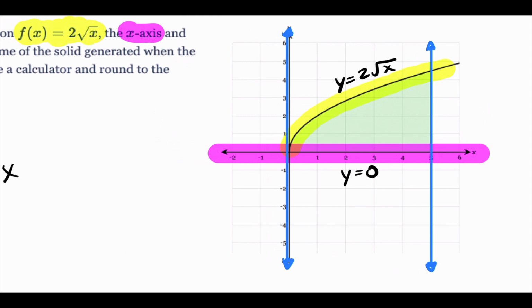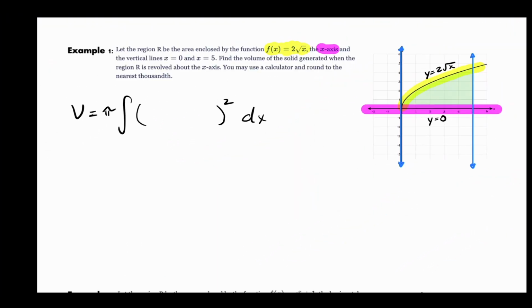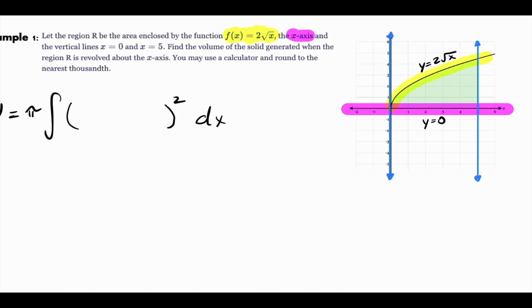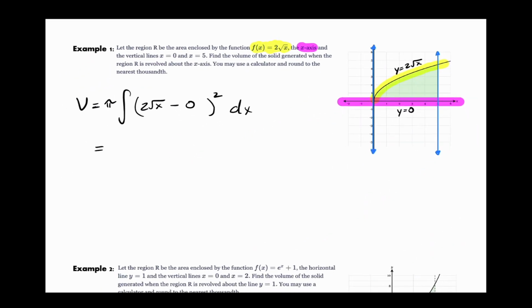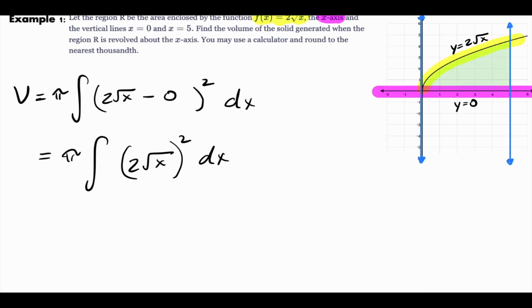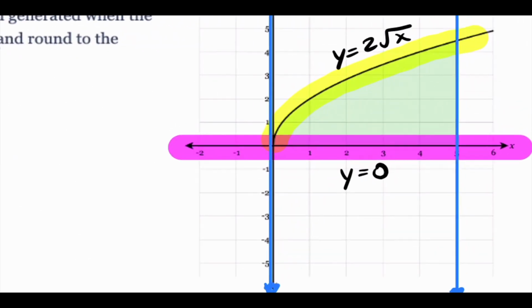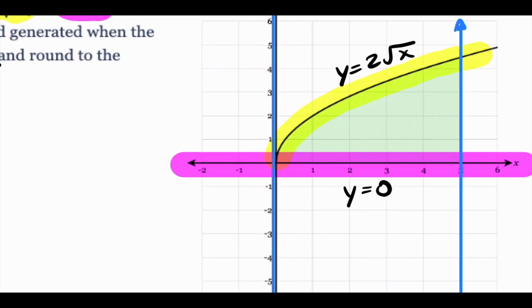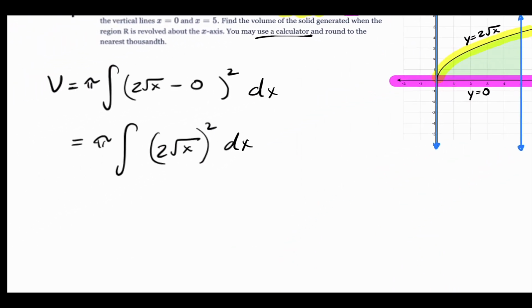So there we go. We got the top and we got the bottom. So we're going to put them in here now. They're already solved for y, so I don't need to worry about that. 2 times the square root of x minus 0, which essentially is just 2 times the square root of x, squared dx. So before I can put it in my calculator, because it says I can use my calculator, I have to find the bounds. Bounds are going to be the same as when you were doing area, right? The bounds are 0 to 5 because of those lines.